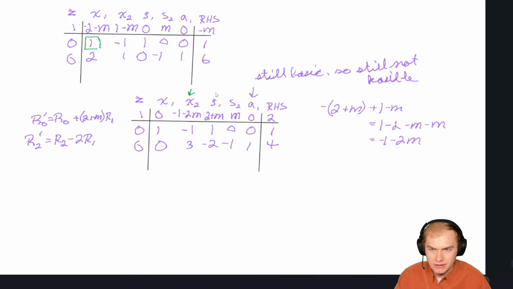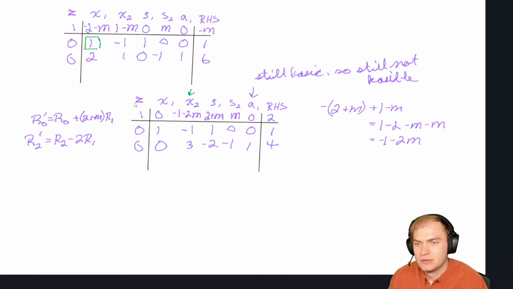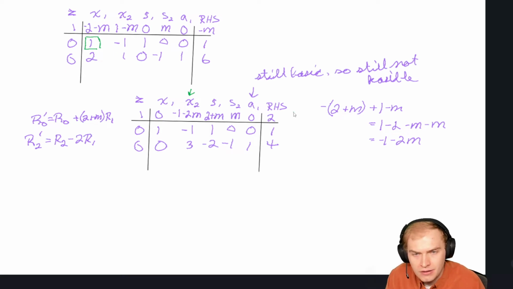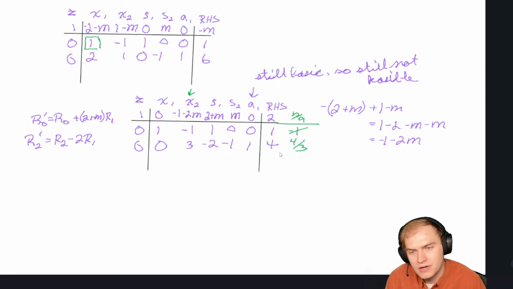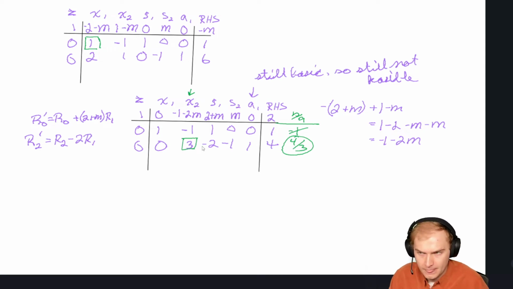That's our only negative entry. So we're going to pivot x2 in, get our b over a. We have a negative 1, so ignore that. And we have a 4 over 3. So we pick that one and we pivot on this 3. And I think I can fit this all on this page.